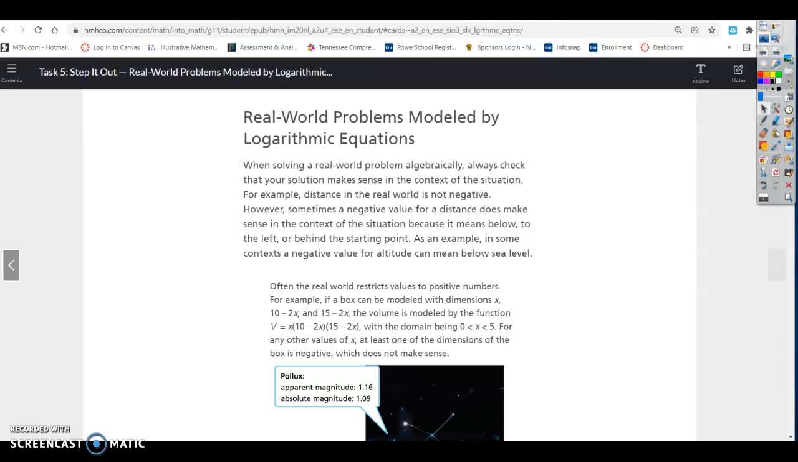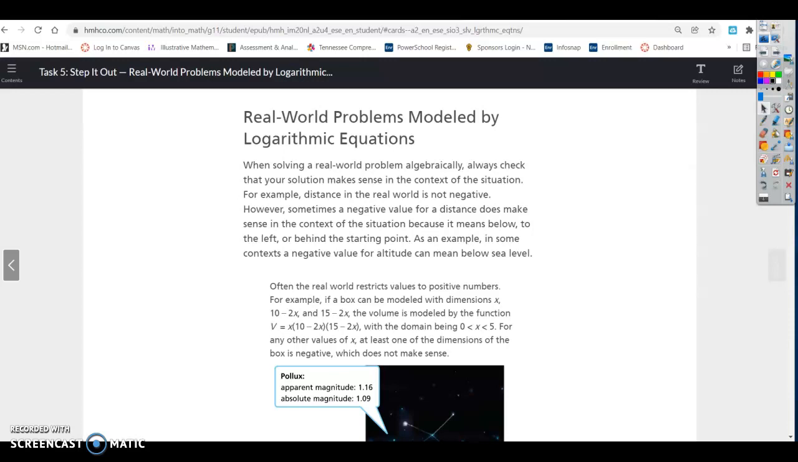Lesson 10.3, Task 5. Real-world problems modeled by logarithmic equations. When solving a real-world problem algebraically, always check that your solution makes sense in the context of the situation. For example, distance in the real world is non-negative.